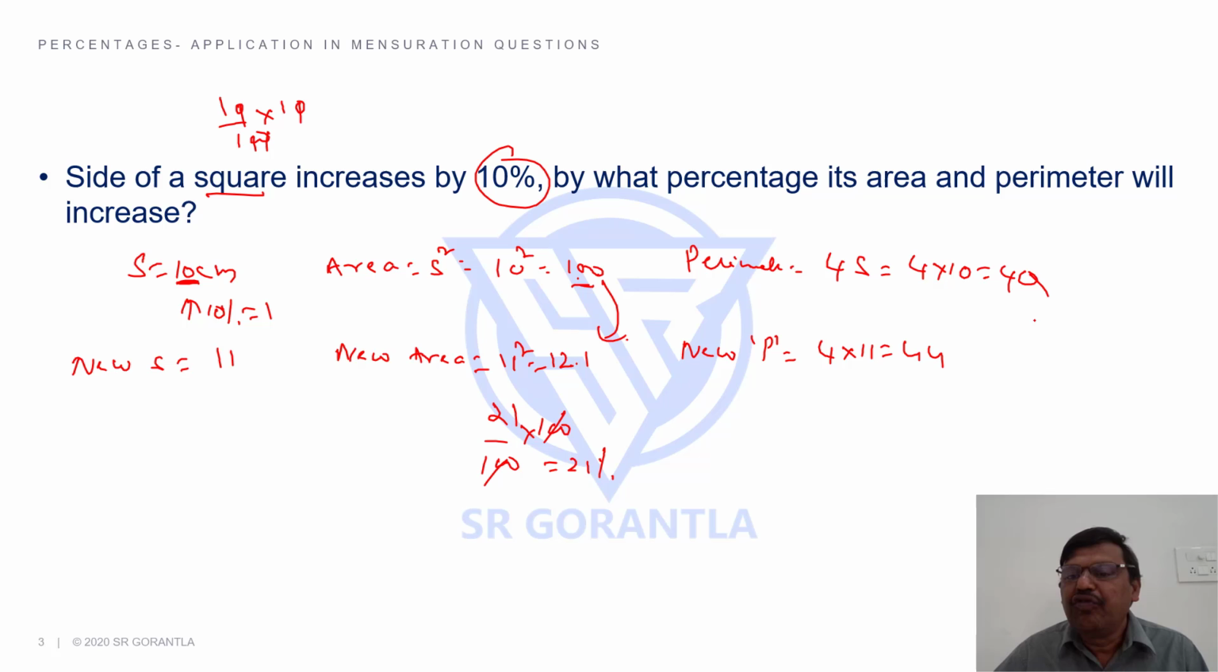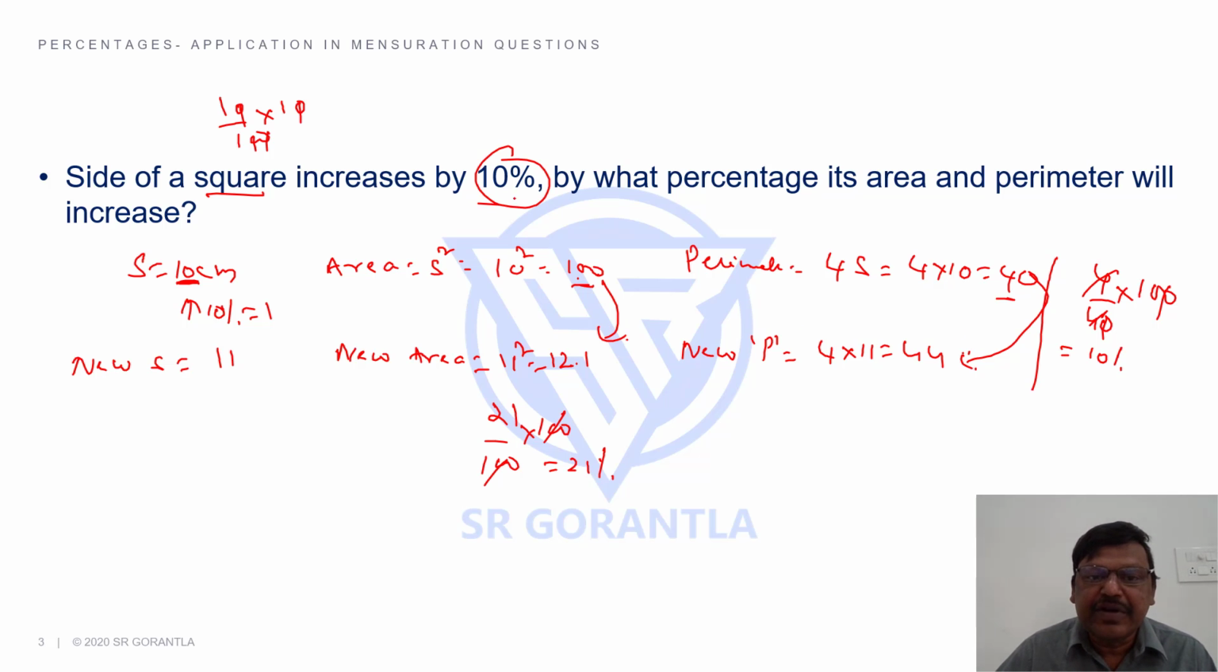What about this 40 to 44? There is an increase of 4 from 40. Percentage means into 100. You can see here the same 10%. So if the side increases by 10%, the perimeter also will increase by 10%. If the side increases by 10%, the area will increase by 21%. This is with the help of an example.